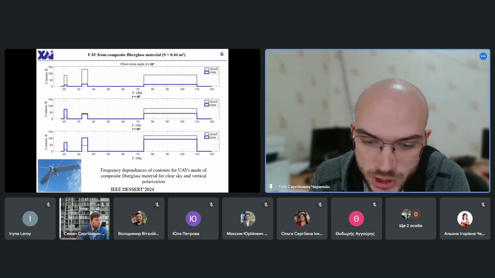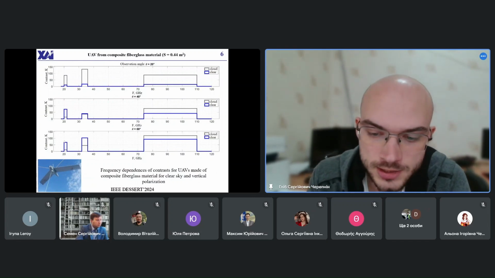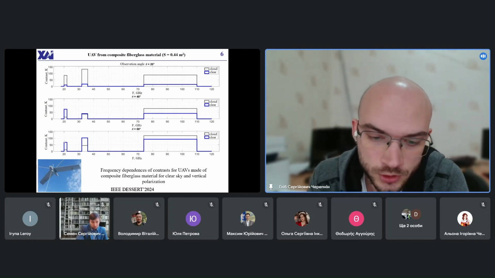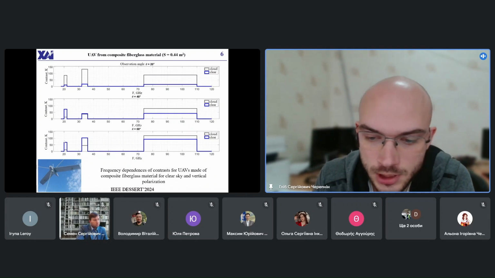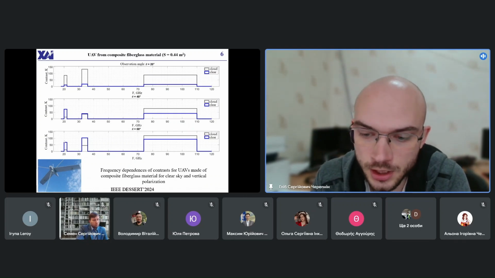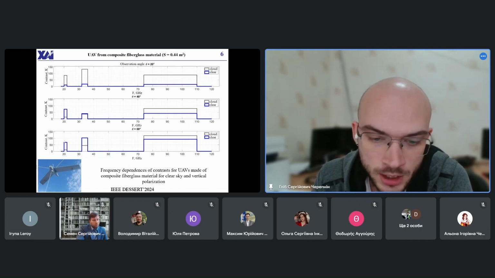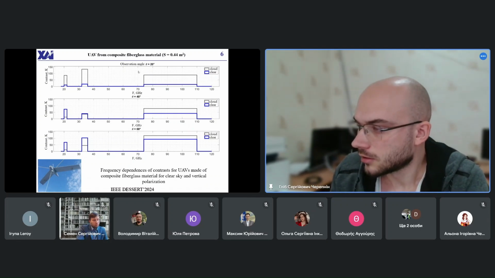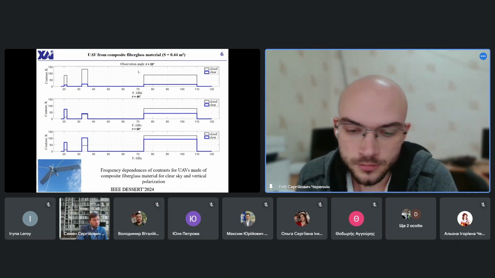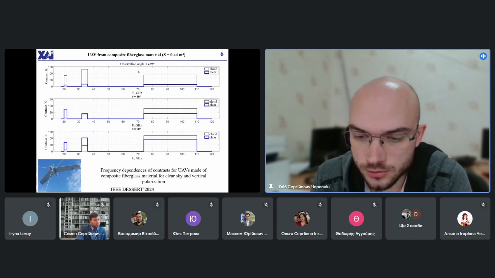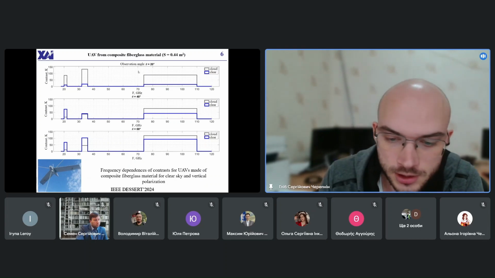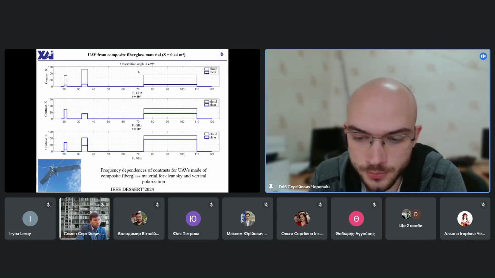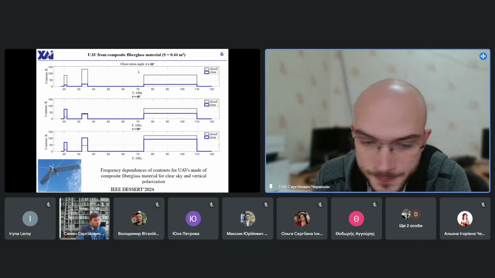One of the measured UAVs is shown as an example. The frequency dependence of contrast for a UAV made of composite fiberglass material, for the clear sky and vertical polarization, is given. Here the width of this shows the receive band of each radiometer. The resulting contrasts were used to test and calculate the potential capabilities of the system.